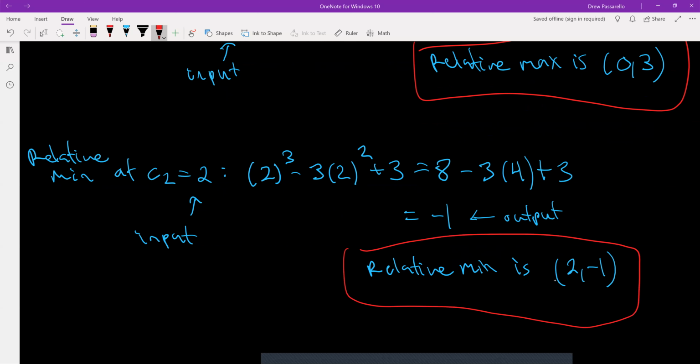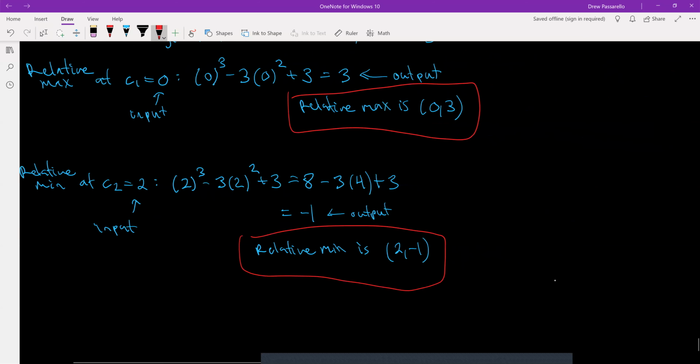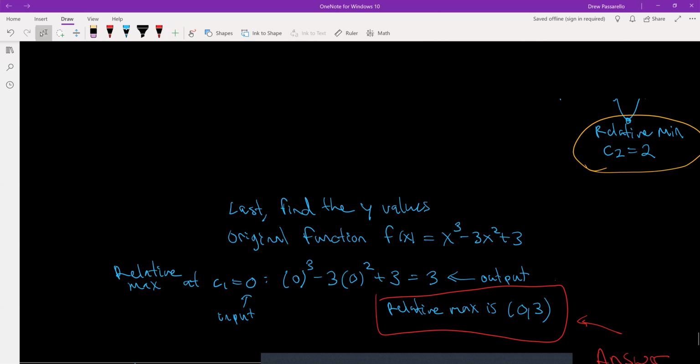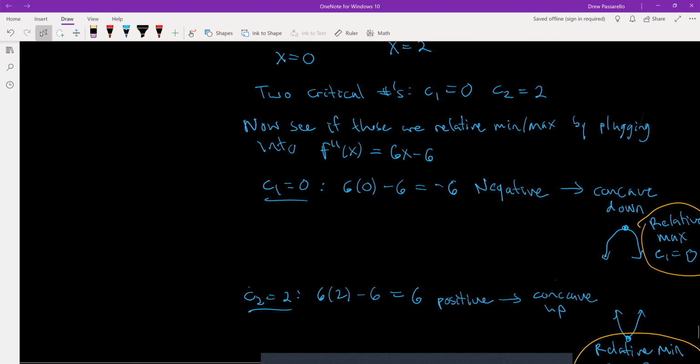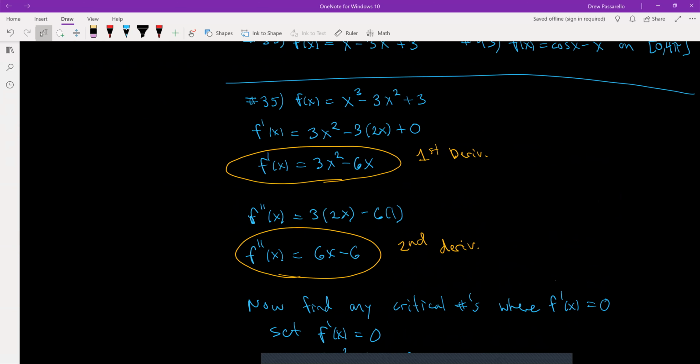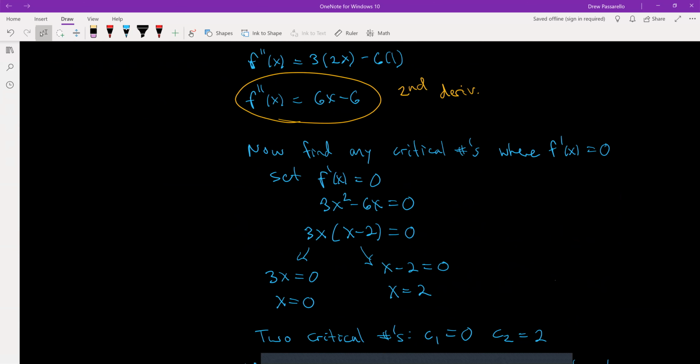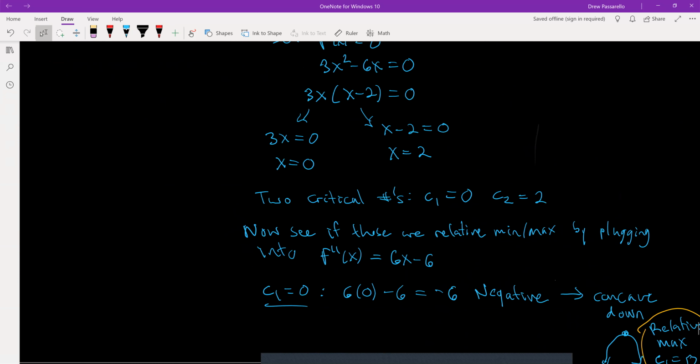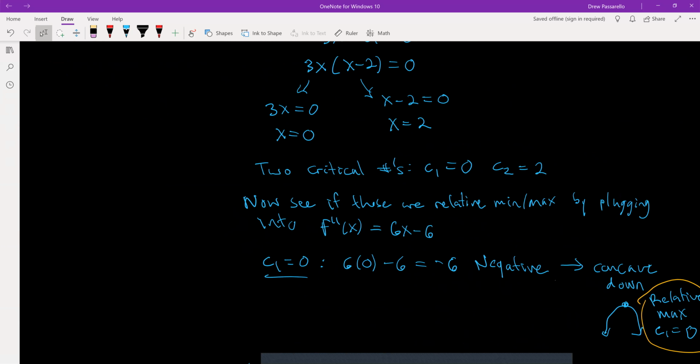And that's the answer. We just needed to know what's the relative max and relative min. So quick recap. Let's go back to the beginning. So I found the first derivative, second derivative. Then I find any critical numbers by setting the first derivative equal to 0. And then I got 0 and 2 as the critical numbers. Then I need to determine if each one's a min or max. And that's when I plug the critical number into the second derivative.